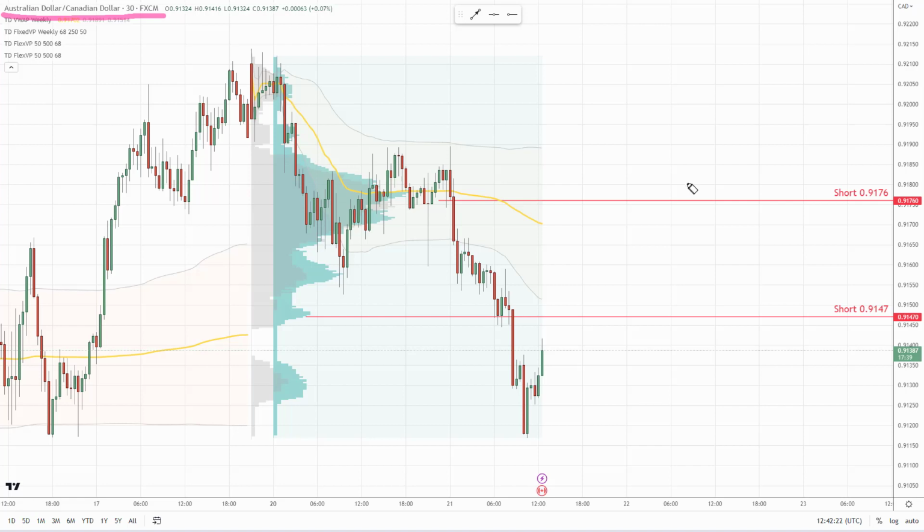Now, the thing that I want to talk about in here, actually two things. Two resistances, this one at 0.9147, the second one in here at 0.9176. Now the first resistance is pretty close to the actual price, and it is based on a setup which I call the trend setup.